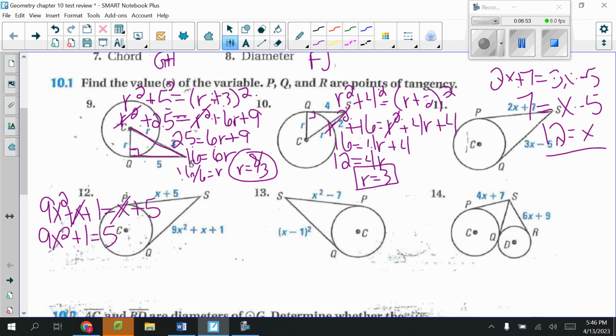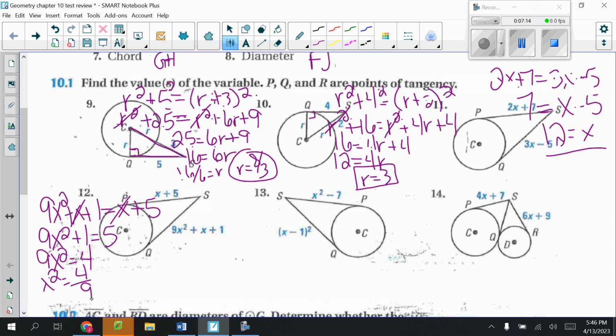I don't have to worry about factoring or quadratic formula here because I only have an x squared and not an x squared and an x. So my goal is to get x squared by itself. So move the 1 over and we get 9x squared equals 4. Divide both sides by 9. So I get x squared equals 4/9.